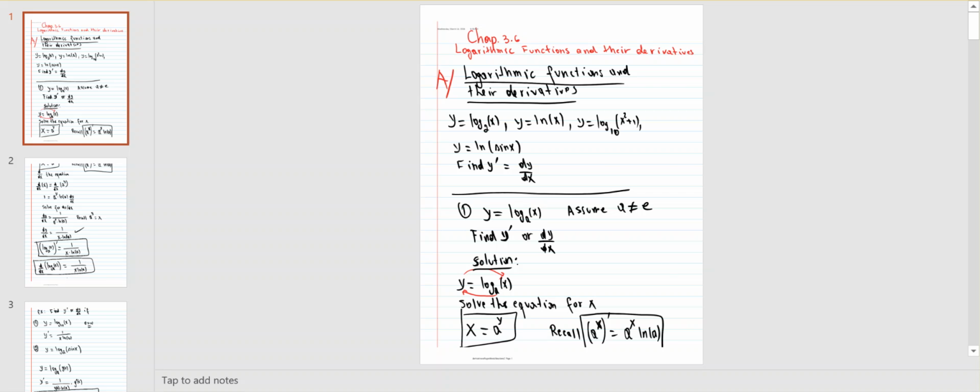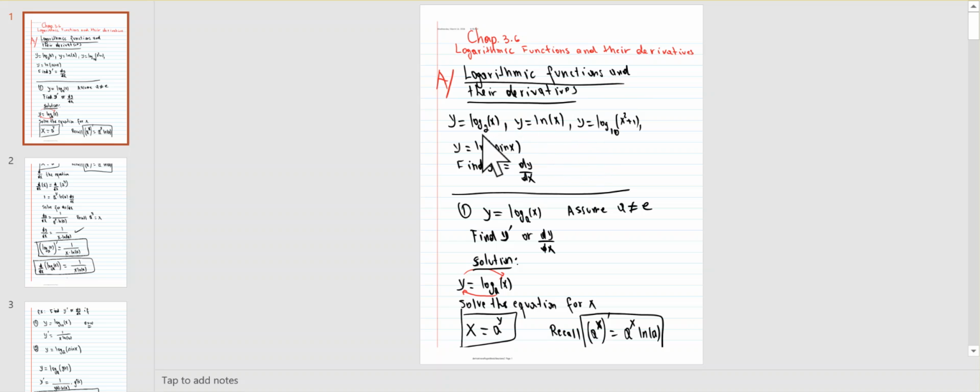Okay, this is section 3.6. Section 3.6 is about logarithmic functions and their derivatives. So we have two parts here. Part A is actually logarithmic functions and their derivatives.